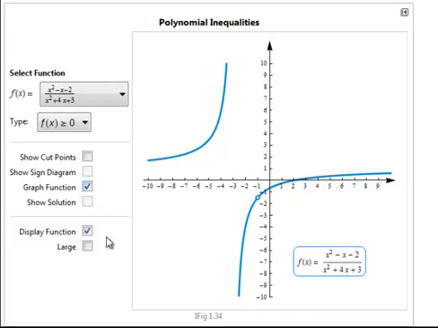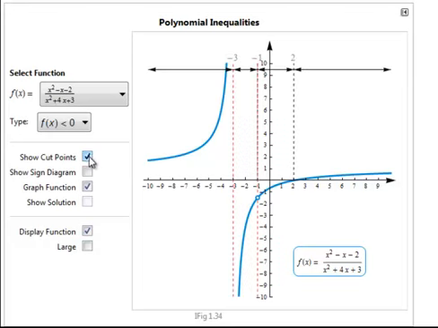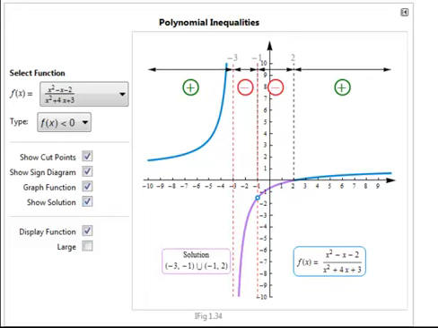As shown by the rational functions, the cut points are where the numerator equals 0 or the denominator equals 0. Here we see the cut points, -3, -1, and 2. And then, of course, the sign and our solution.